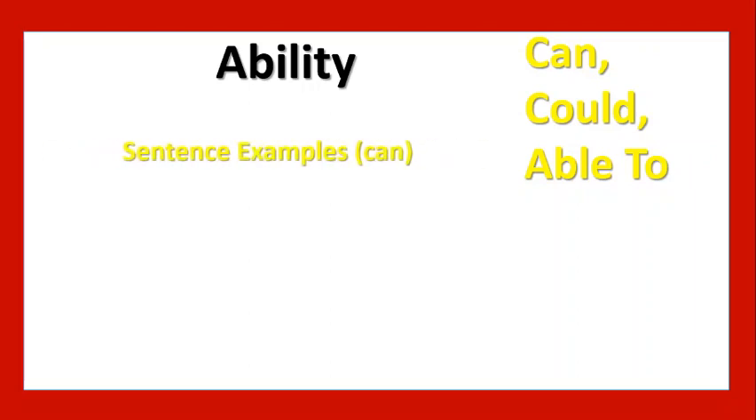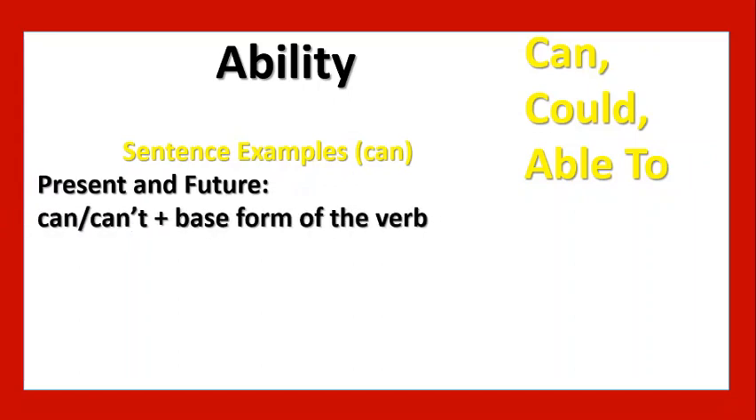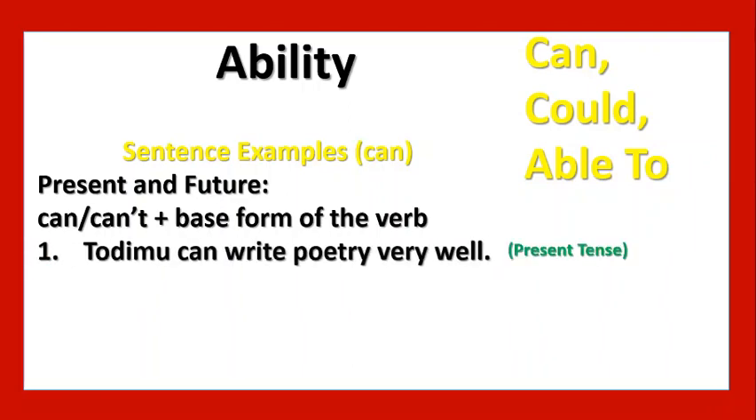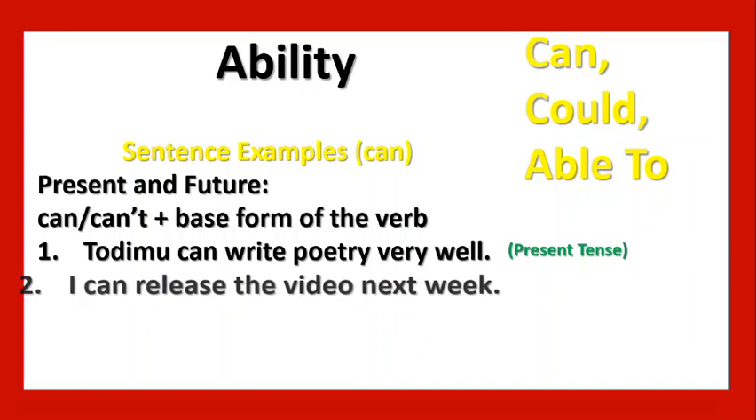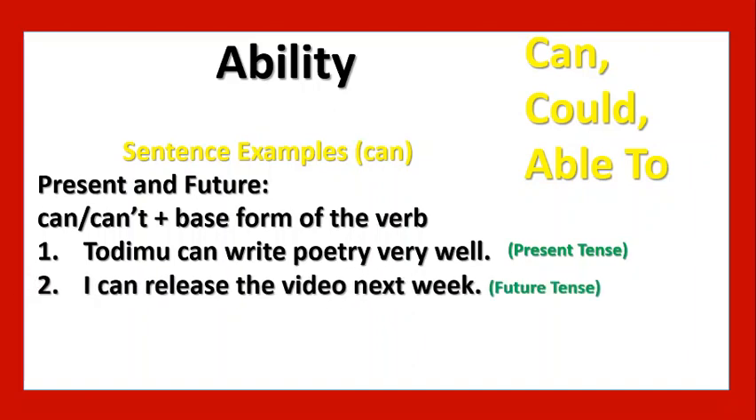We say we can use can plus base form of the verb, or can't plus base form of the verb. This is for present tense ability or inability. Can means there is ability. Can't is inability. Look at this sentence. Todimu can write poetry very well. Present tense. It shows the ability of Todimu in the writing of poetry. What about future tense? I can release a video next week. You can see that this directs us to future action that's yet to be carried out. I can release. It shows I have the ability to release a video by next week.